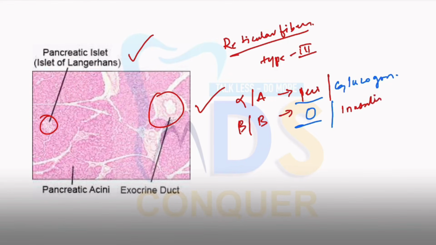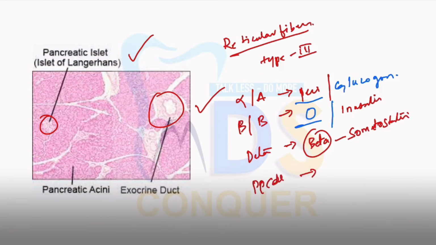Next are the delta cells. Delta cells are scattered between the beta cells, present in and around the beta cells, and they secrete somatostatin. Next come the PP cells. These PP cells are present in the islets and also in the exocrine glands, as we discussed in the diagram-based question, and they secrete PP, nothing but pancreatic polypeptide.